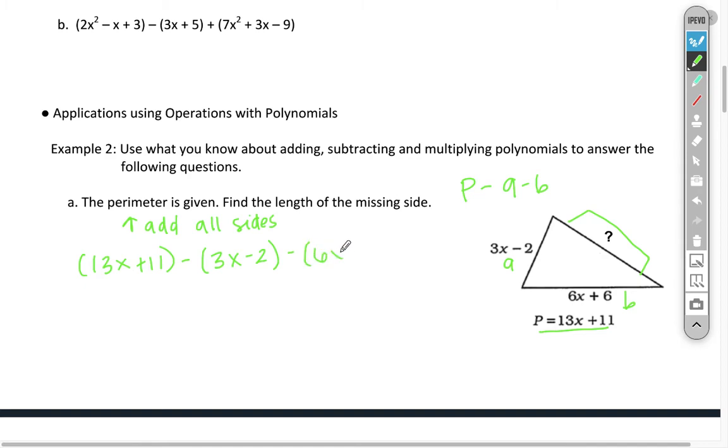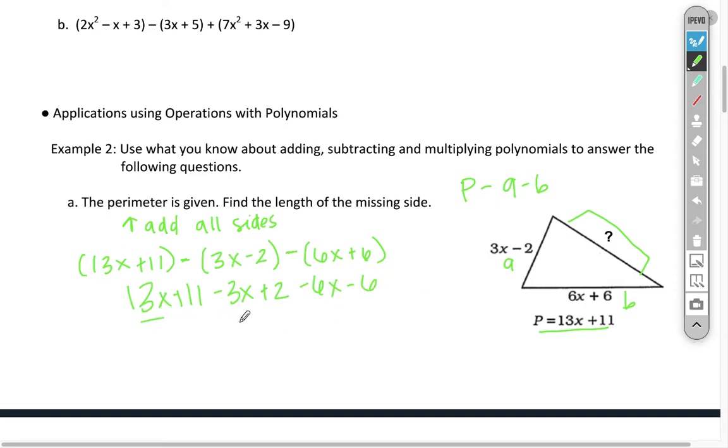minus 6x plus 6. All right, and it's important that you put these subtraction signs outside of the parentheses, because they're going to change the value of these numbers inside of it, right? So if you didn't distribute those, you would get the wrong answer. So we'll bring 13x down plus 11 like normal, and then distribute these negative signs out. So we now have negative 3x plus 2 and negative 6x minus 6. Now we can combine like terms.